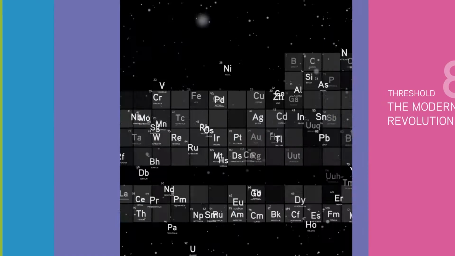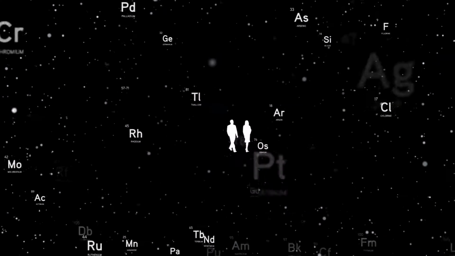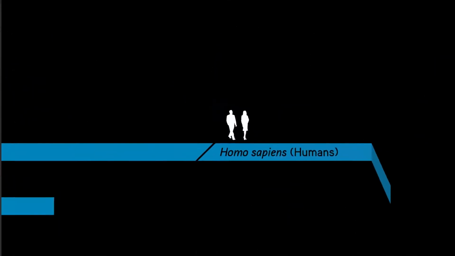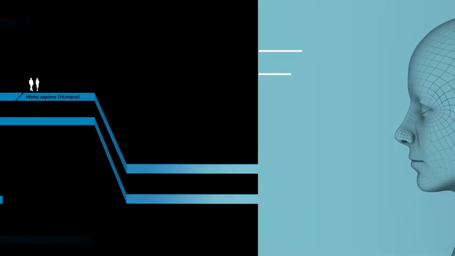8 thresholds explain how a relatively simple universe transformed into the rich complexity that's all around us today. Each threshold builds upon the previous one. Together, they help explain where everything came from. They help explain our own place in the universe and where things may be heading.